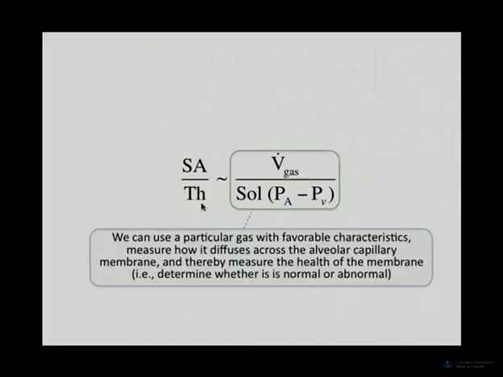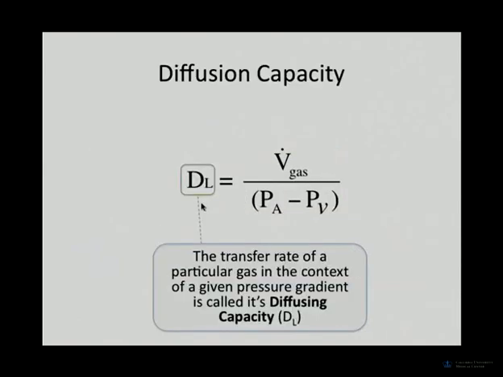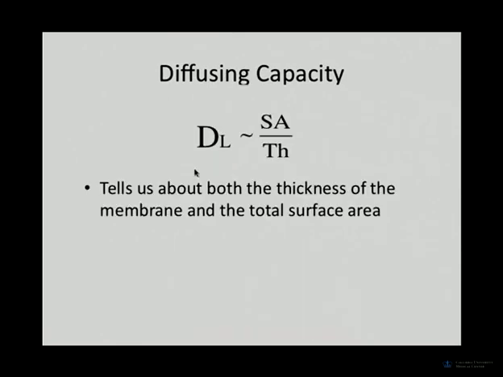And we want to look for a particular gas that we can use as a test gas. When we apply a test gas, a gas that we know is at a particular concentration, we know the properties of that particular gas, and we measure the flow across the alveolar capillary membrane. That final measurement is what we call the diffusing capacity, or the diffusion capacity of that gas. Okay? And that, as I said, tells us about the health of that membrane.